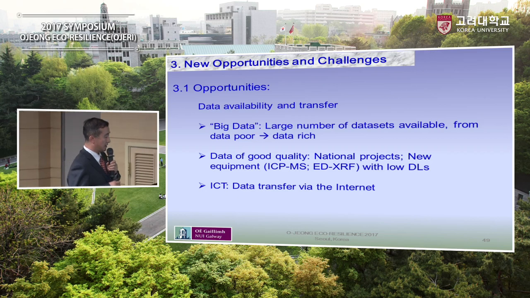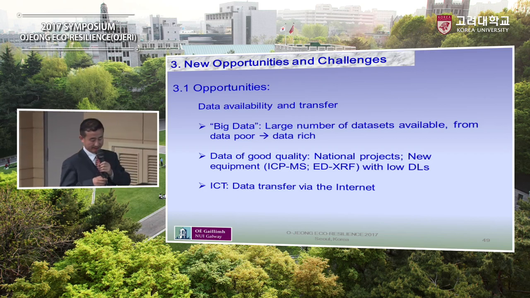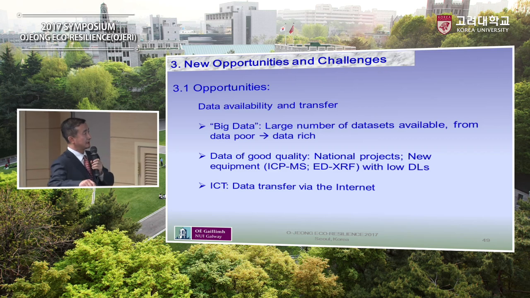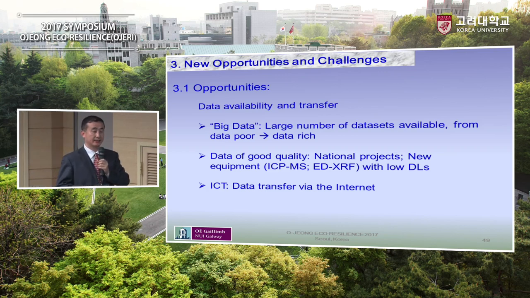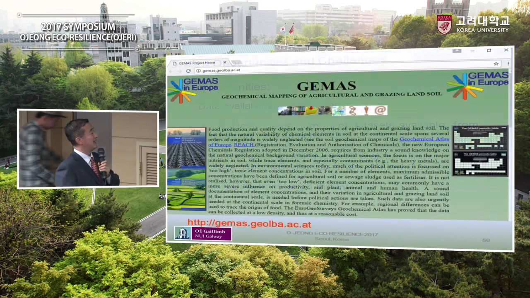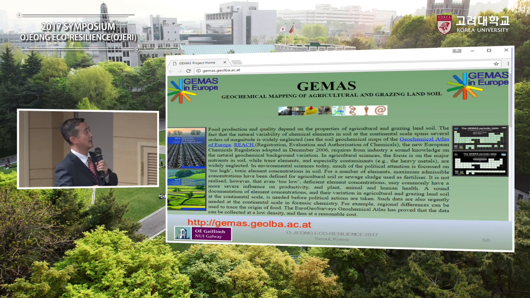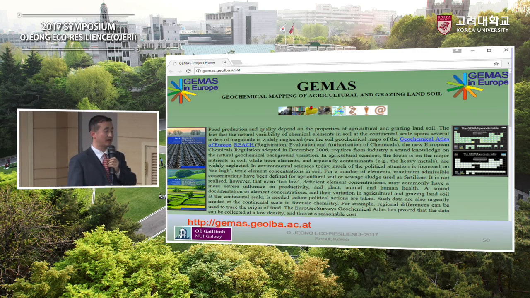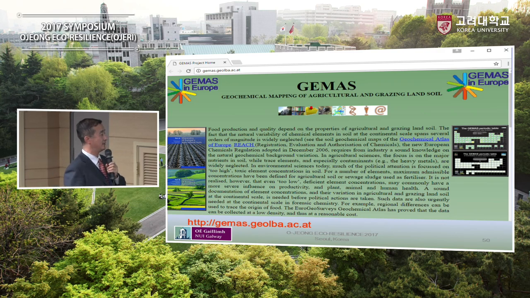Now I'm going to talk a little bit more about opportunities and challenges. We are at the stage of big data, so that's really an opportunity. I'm very delighted to see that. We get quite a lot of data sets available now, and people are willing to share the data. That's very important. Specifically at the EU level, we have GEMAS, data that covers the whole EU. I'm working on that data set now, and it's mainly contributed by all the geological surveys in the EU.